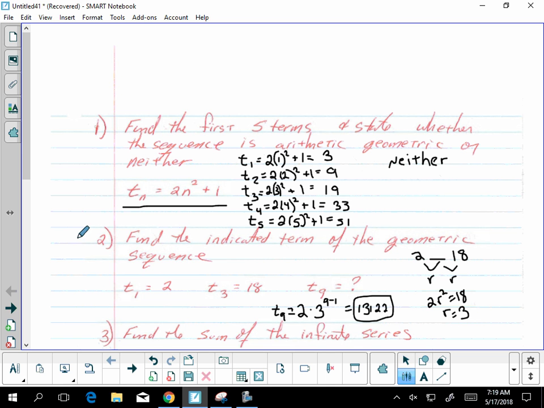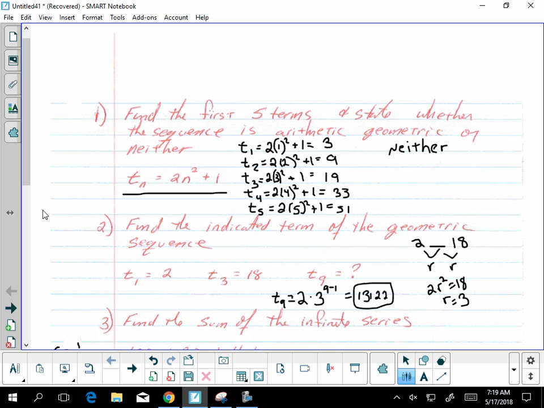On number 2, we want to find the indicated term of the geometric sequence. So on this one, we're finding t sub 9. Well, before I do anything, I need to figure out an equation. And to know that equation, I need to know my value of r. Well, I know t sub 1, the first term, is 2, and my third term is 18. So I'm multiplying by r to get to the second term, multiplying by r to get to the third term. So I set up an equation, 2 times r squared equals 18. And I solve for that and I got r equals 3.